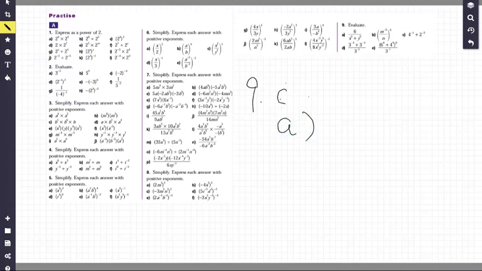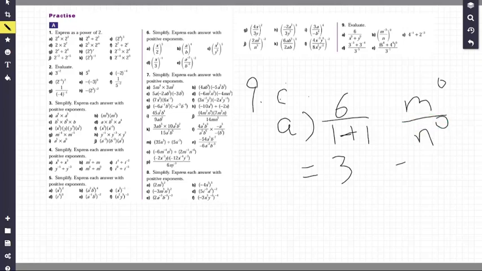A, we'll have 6 over anything to the power of 0 is 1 plus 1. Now, what is that? 6 over 2? 3. Thank you. And then you can have b to m to the -3 times 0, 0, into the 0. That's going to give you 1 over 1, which is 1.